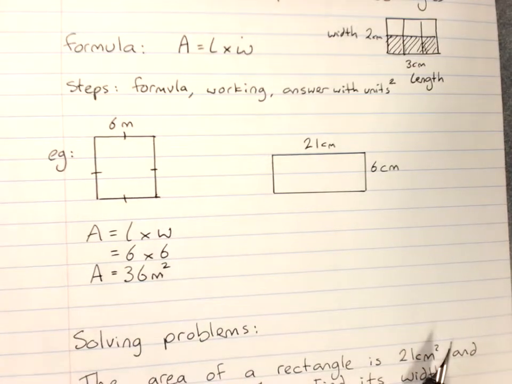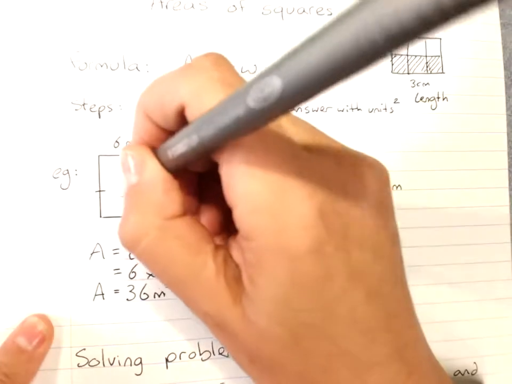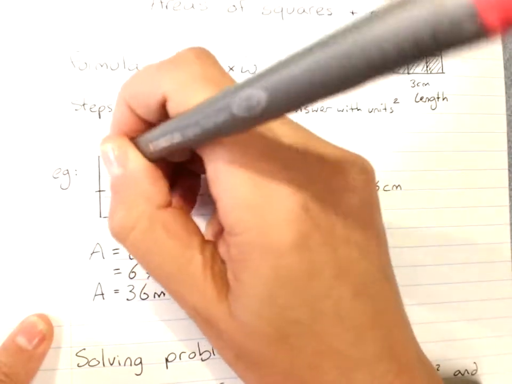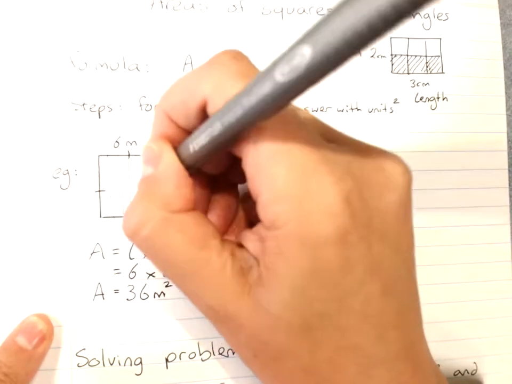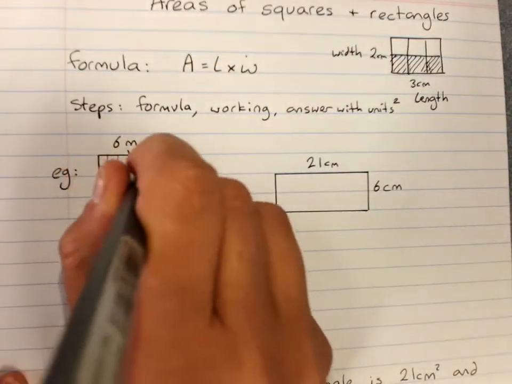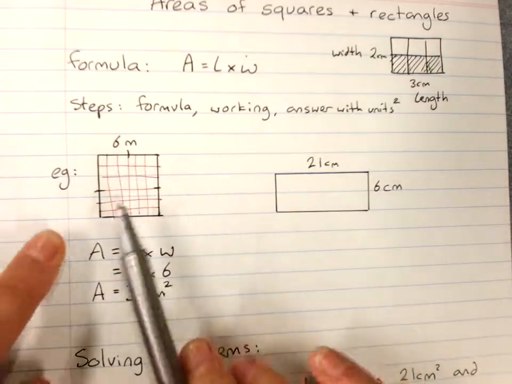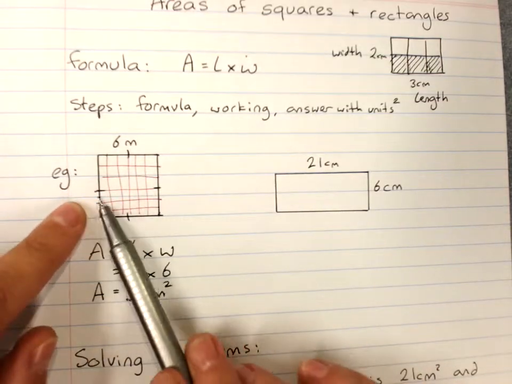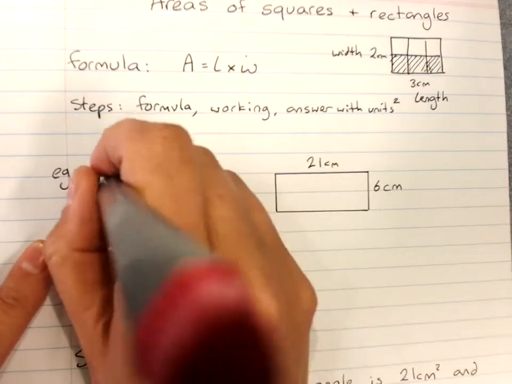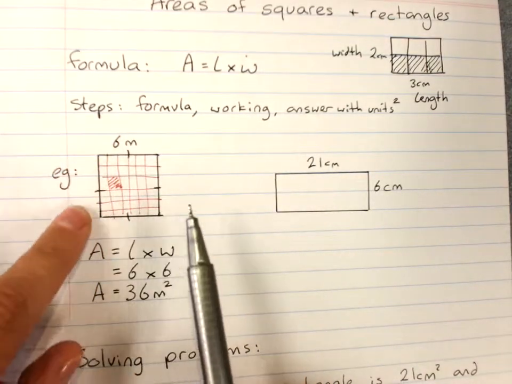So that's effectively as if we'd divided this up into 6 meters on that side, very badly, and 6 meters on this side, again not very well, and counted the 1 meter squares. Here's a 1 meter square, and there's 36 of them because there's 6 lots of 6.